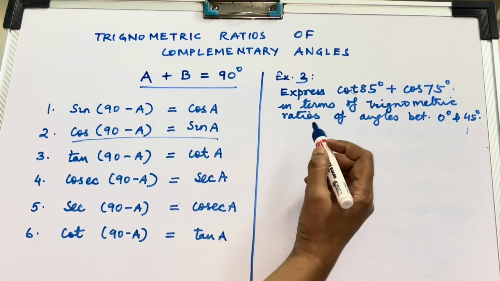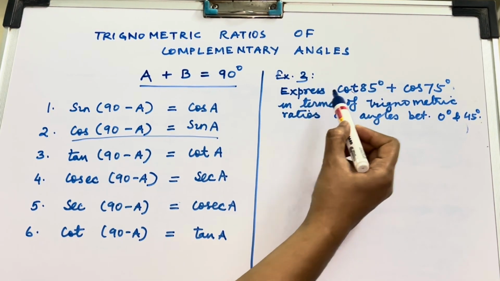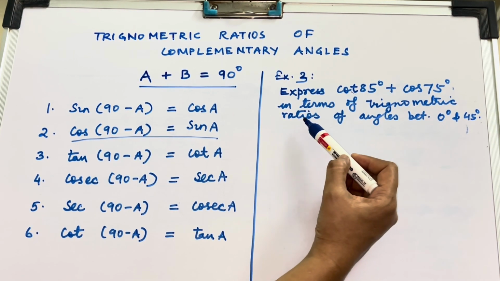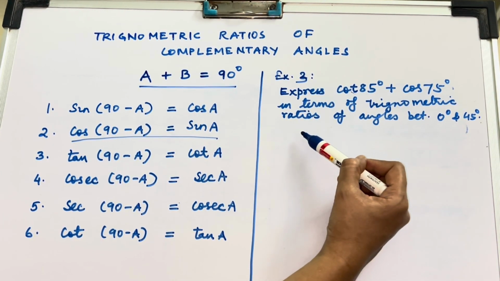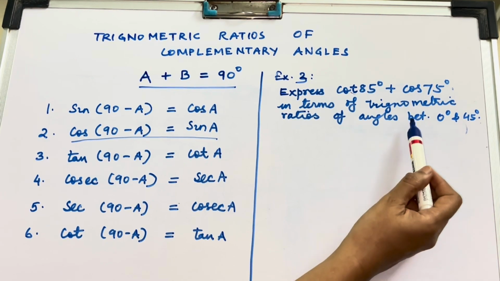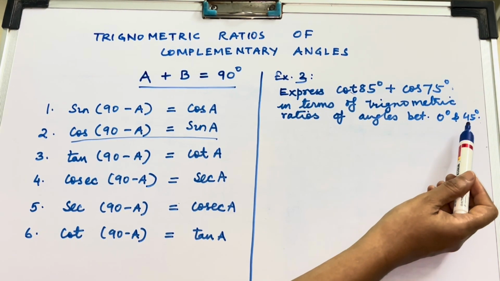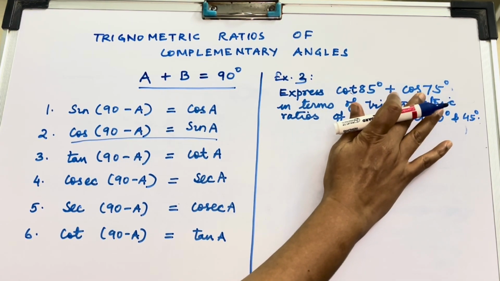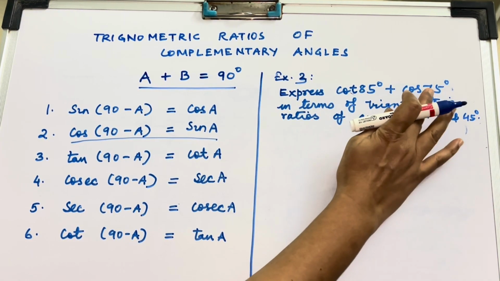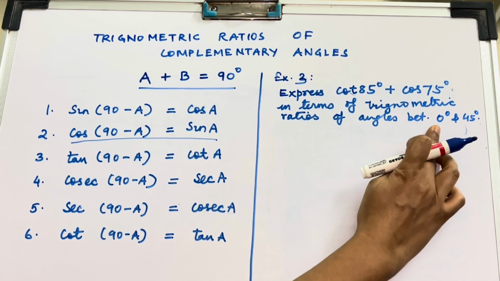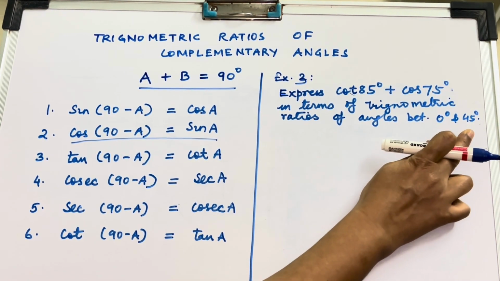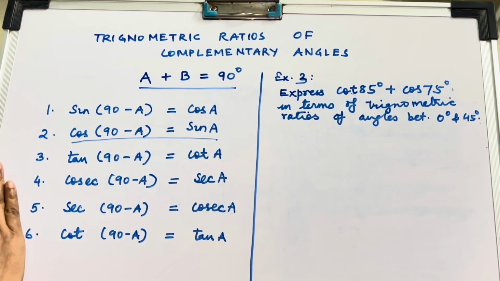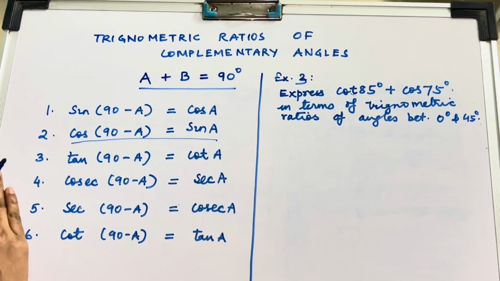Now, example 3. Express cot 85 degrees plus cos 75 degrees in terms of trigonometric ratios of angles between 0 degrees and 45 degrees. We have to express cot 85 and cos 75, that is 85 degrees and 75 degrees angles, between 0 and 45 degrees. Again we will be using the concept of complementary angles.